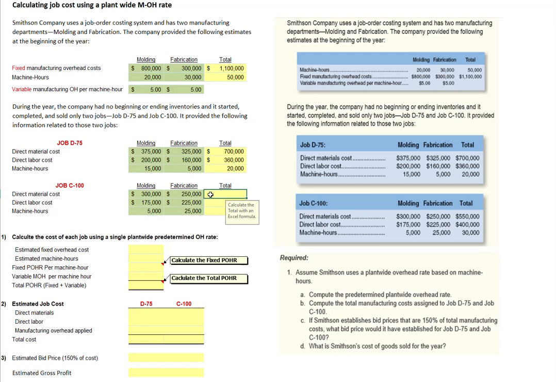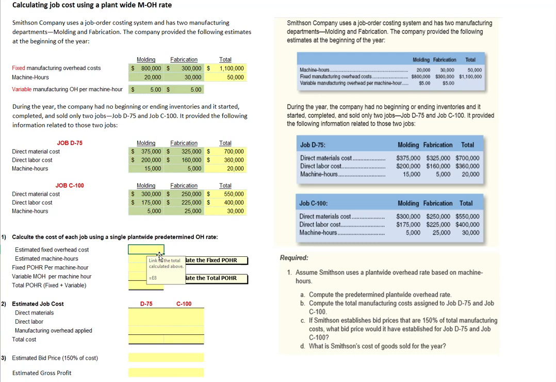Total direct material cost for job C100 is $250,000 plus the $300,000 or $550,000. Labor cost is the $175,000 plus the $275,000 for a total of $450,000. And finally, total machine hours for job C100 is 5,000 hours in the molding department plus an additional 25,000 in the fabrication department. Now we can use our totals up here to calculate our predetermined overhead rate, and then we can use the departmental activity levels and our manufacturing overhead rate to apply cost to each one of our jobs.